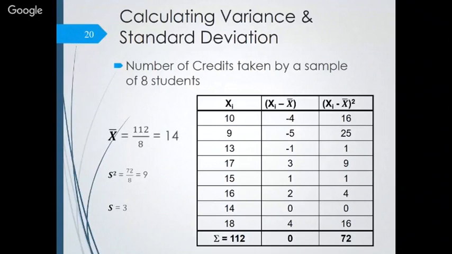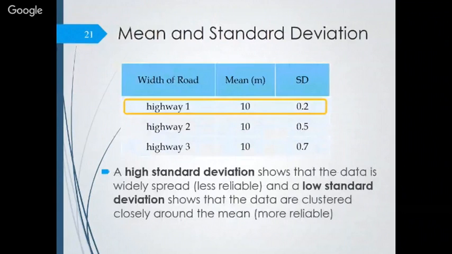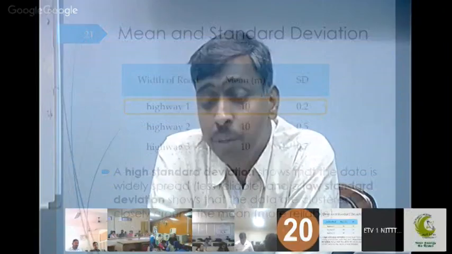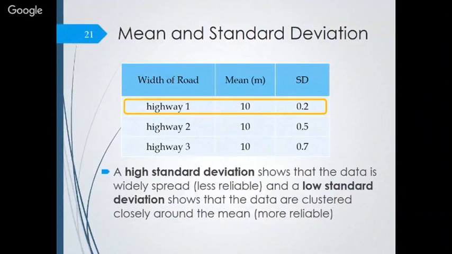So where can we use mean and standard deviation combined? We can use them to judge some data or some characteristics or something like that. So here I present an example: the width of the road. Suppose we want to measure the quality of a road by measuring the width of the road.